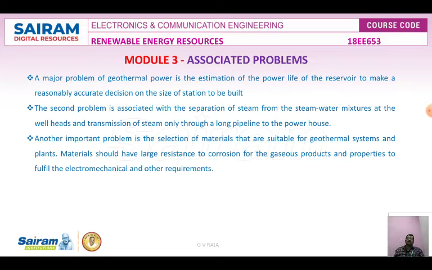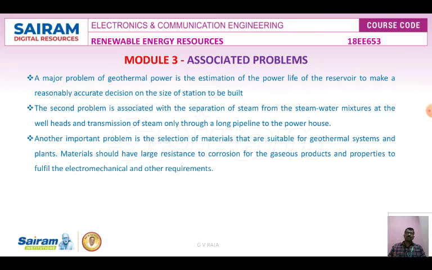So what are the problems associated with the geothermal power plant? The major problem of the geothermal power plant is estimation of the power life. Power life of the reservoir, to make a reasonably accurate decision on the size of the station, how much size to be built. And financial life, that also we have to see. And prediction of the life of the reservoir, how much time this can be used for the generation of electricity.